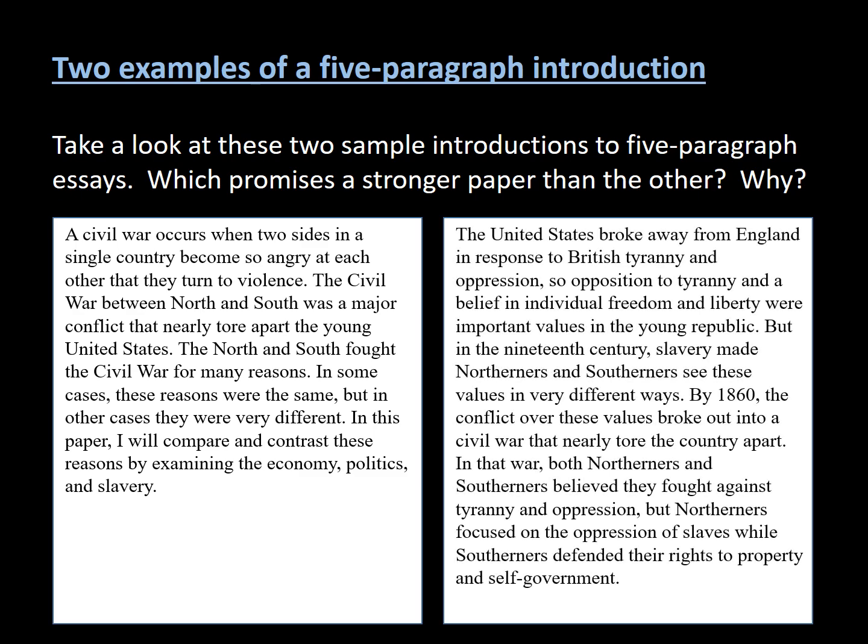Here's another. The United States broke away from England in response to British tyranny and oppression, so opposition to tyranny and a belief in individual freedom and liberty were important values in the young republic. But in the 19th century, slavery made Northerners and Southerners see these values in very different ways. By 1860, the conflict over these values broke out into a civil war that nearly tore the country apart. In that war, both Northerners and Southerners believed they fought against tyranny and oppression, but Northerners focused on the oppression of slaves, while Southerners defended their rights to property and self-government. So you can pause that, take a look at it, and think about what is working effectively.